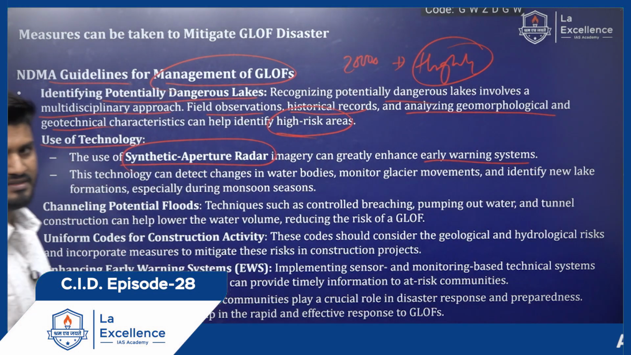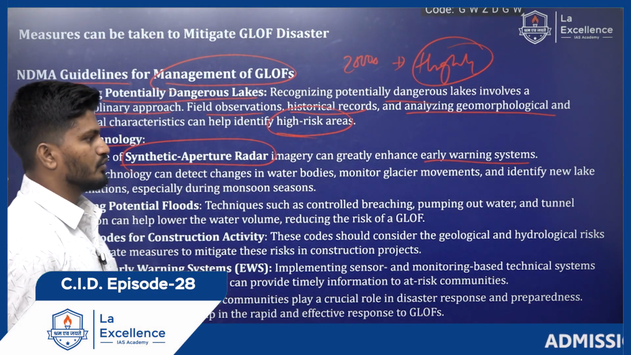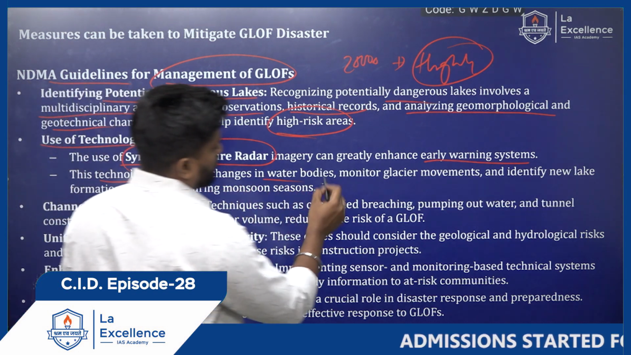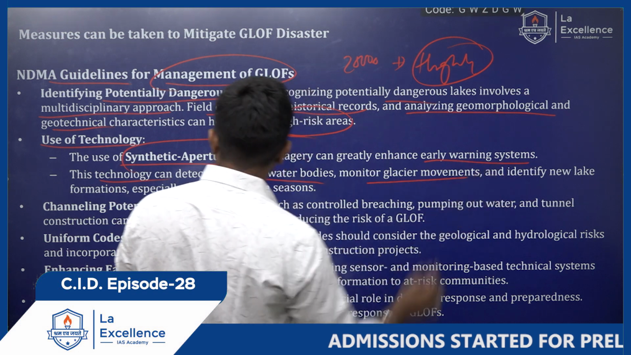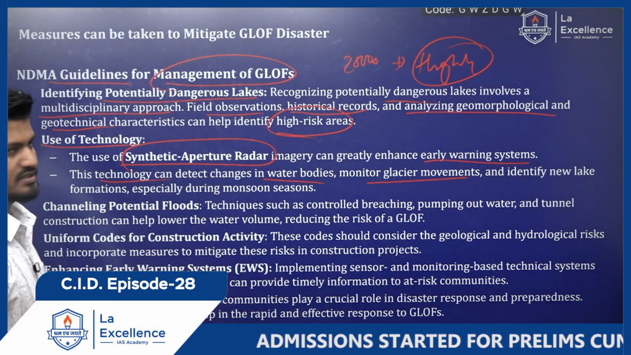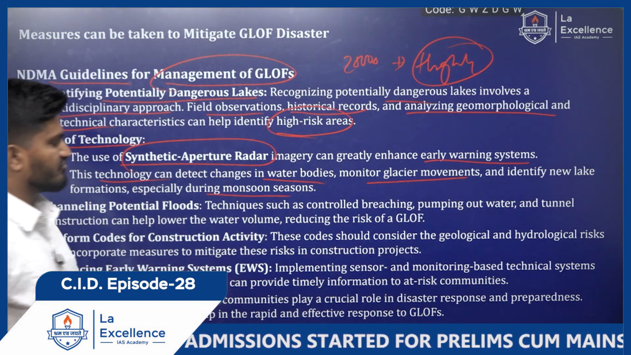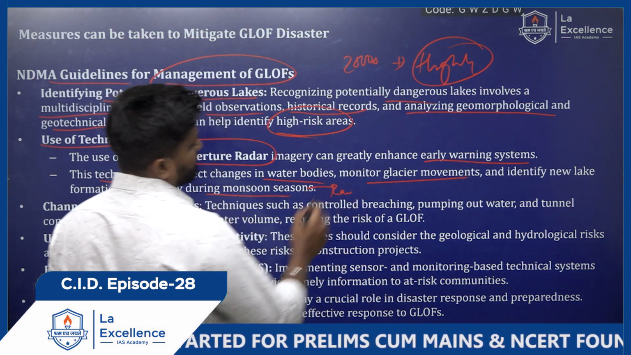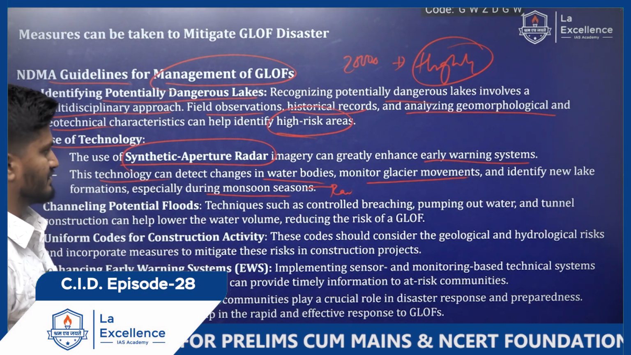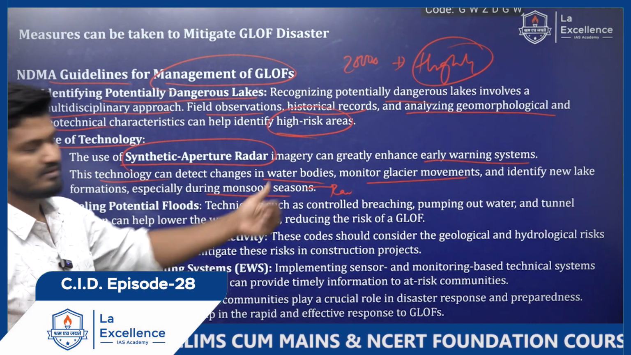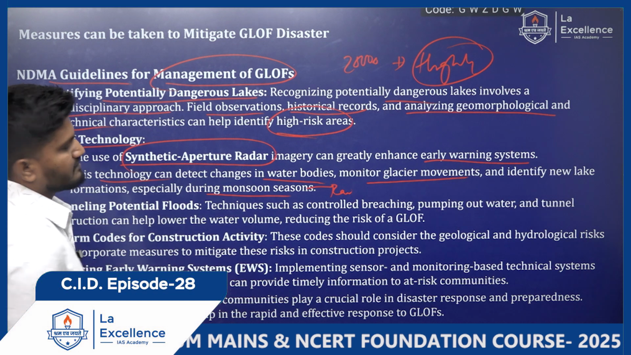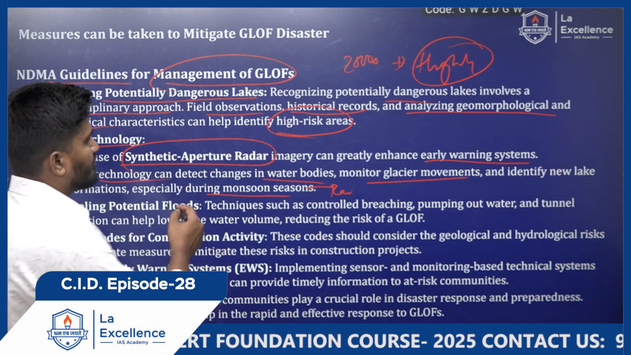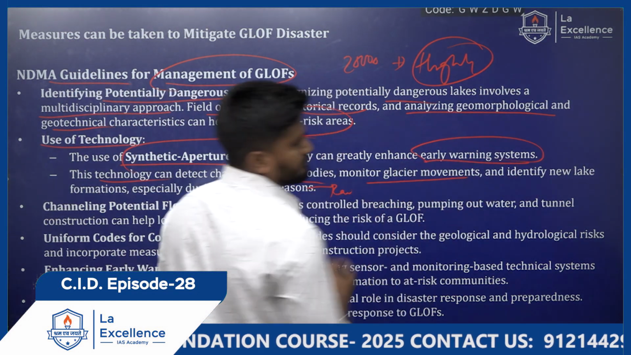Okay, an early warning system acts as a very important tool during hazards. This technology can detect changes in water bodies, monitor glacier movements, and identify new lake formations, especially during the monsoon seasons. Because of overflooding or rainfall, there is a chance of formation of lakes every monsoon season. So this synthetic aperture radar will identify and detect the changes in water bodies.